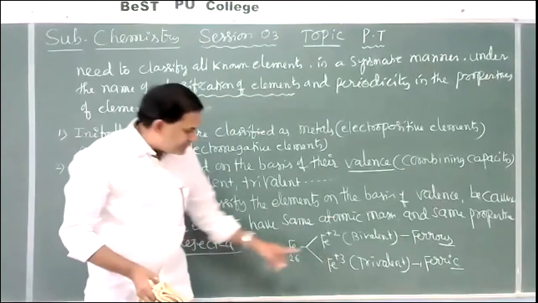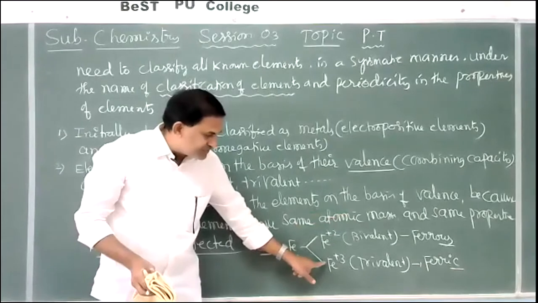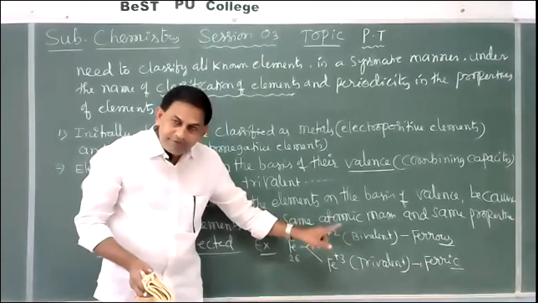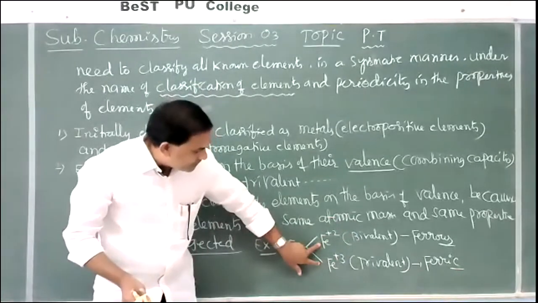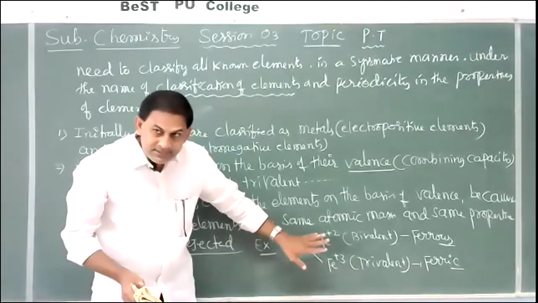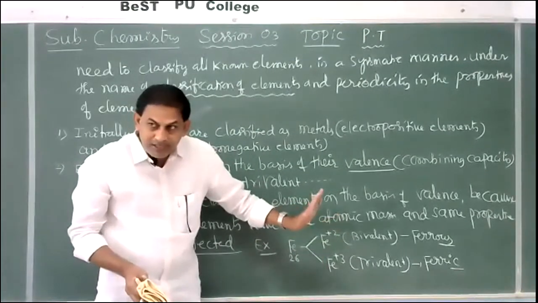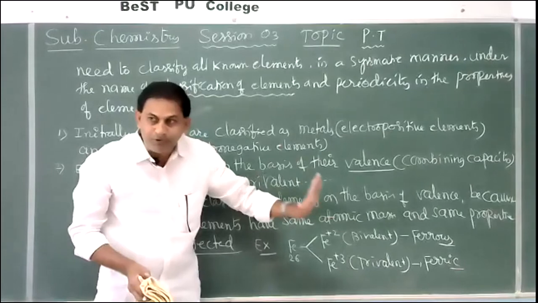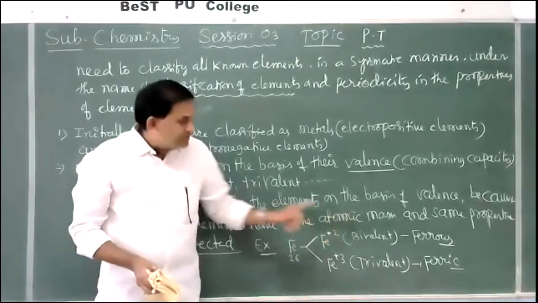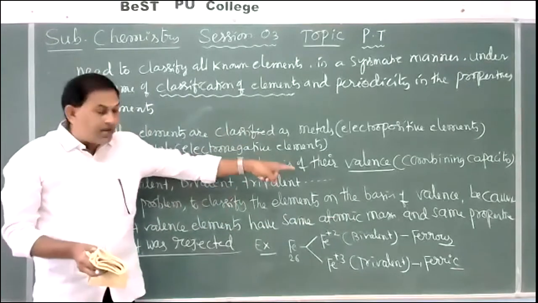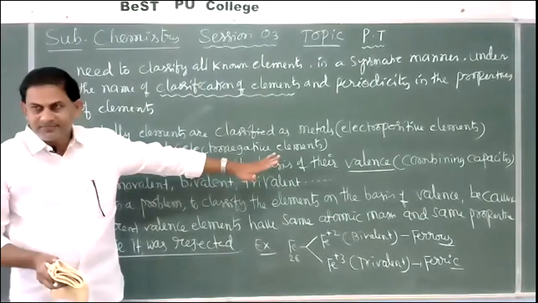Lower oxidation state ions are generally termed as ous. Higher oxidation state ions are generally termed as ic. Ferrous, ferric. So both ferrous and ferric are different valencies. Different valencies should mean different properties, but here the atomic mass is the same. That's why this valence method of classifying the elements was rejected.